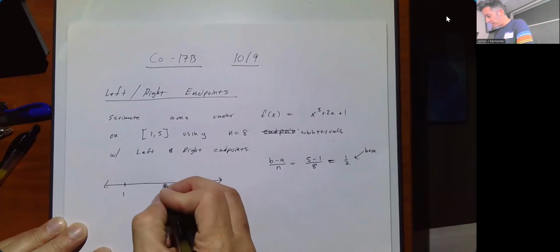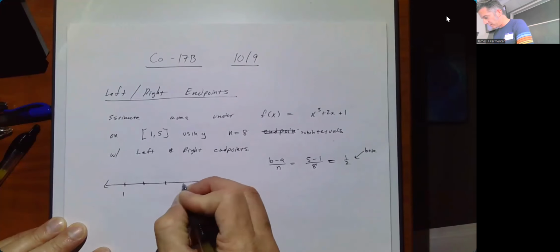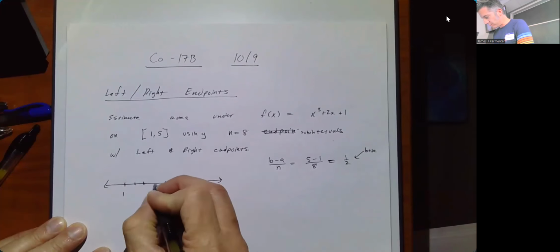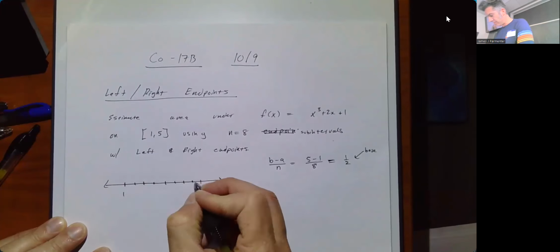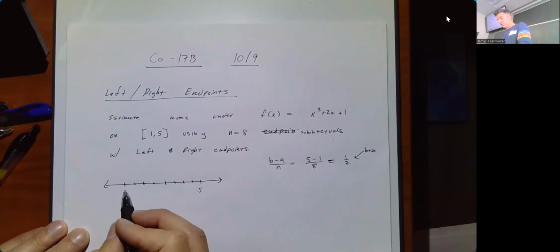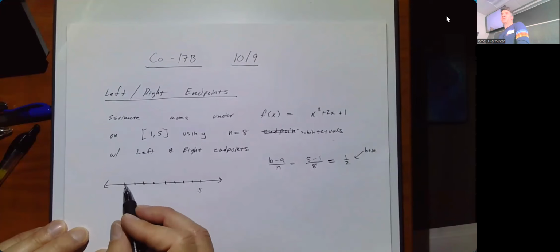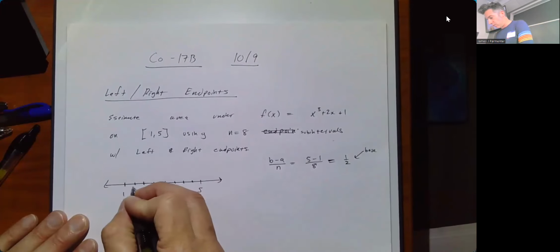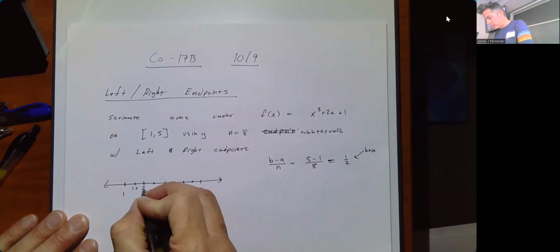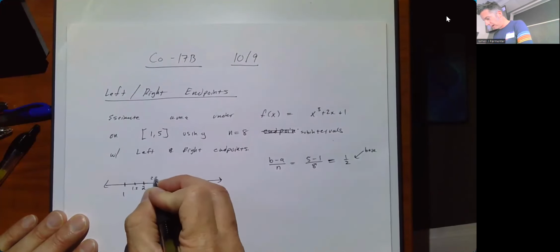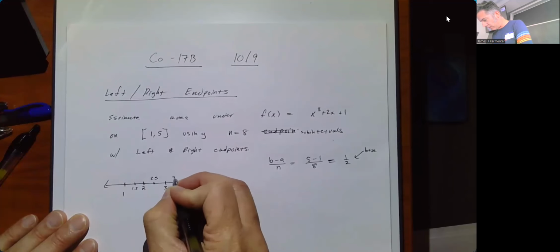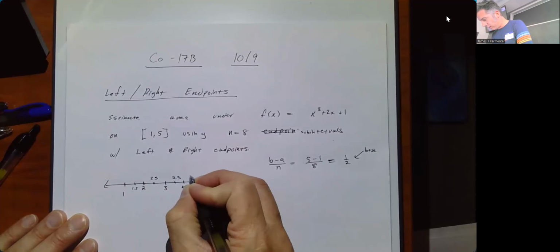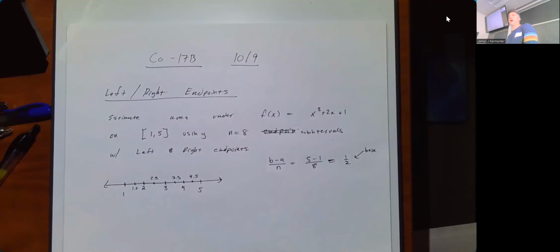And I'm going to label things here. I'm going to break this up into 8 subintervals. So I know that each next endpoint is just 1/2 away from the previous one. So the next endpoint here is going to be 1.5, and then 2, and then 2.5, and then 3, and then 3.5, and then 4, and then 4.5, and then 5. Those are all of the ends of my intervals.